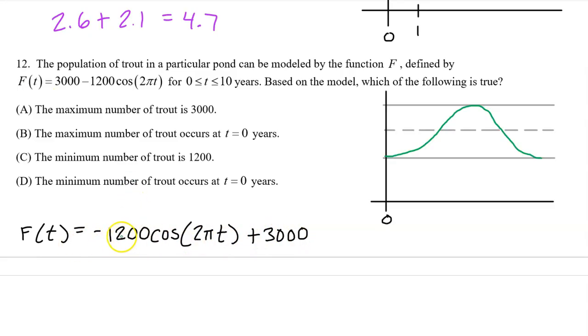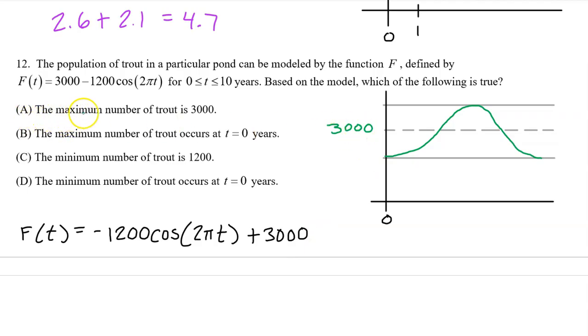With this negative a value, f of t is an upside down cosine function like this. Also, we notice that there is no c value. The c value is 0. Therefore, the phase shift is 0, which is why I have drawn this period starting right at 0. Also, the d value is 3,000, so that is the middle value for the population of trout.